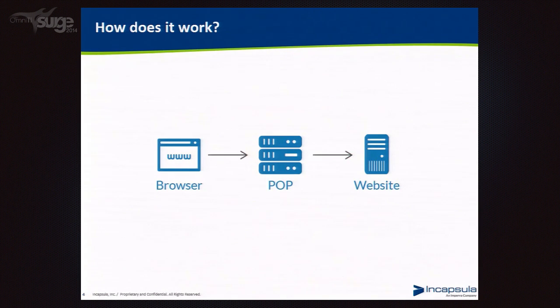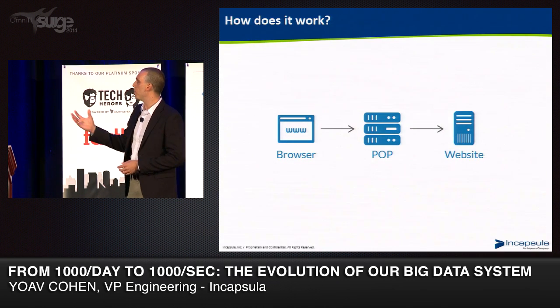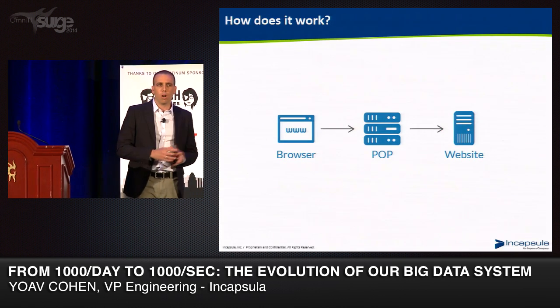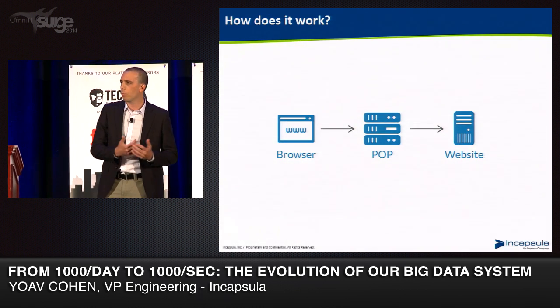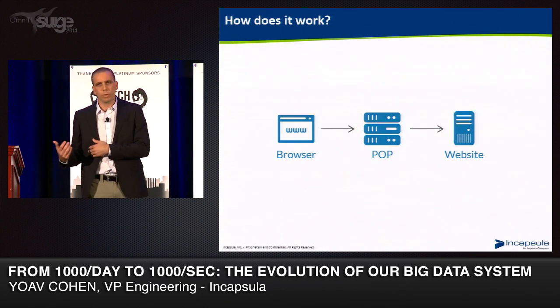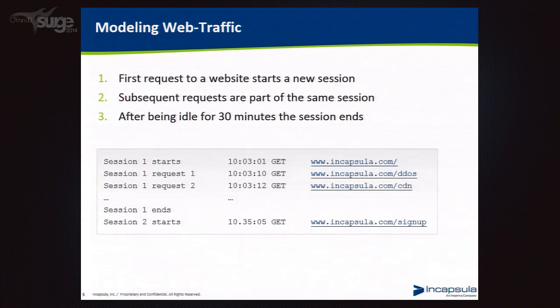And how does Incapsula work? We place ourselves between your clients, the people trying to access your website, and the actual web servers. So we're in the middle, and we have our POPs, our points of presence, deployed around the world. And we see all the web traffic coming in. It's coming into our POP, and we filter out all the bad stuff. We let all the good stuff go through. We cache as much as possible. That's the basic idea.